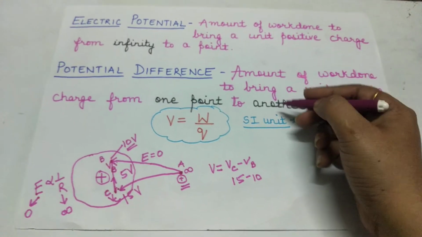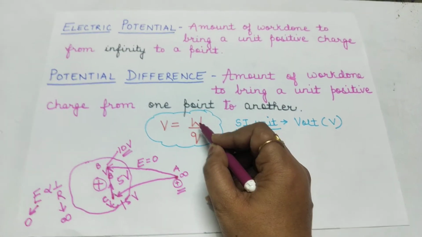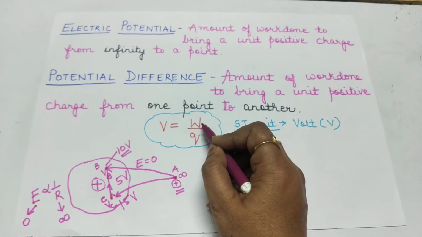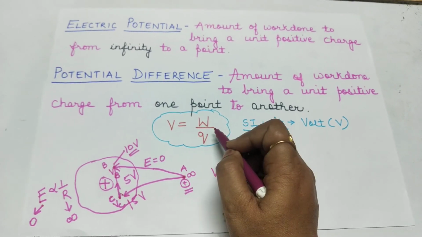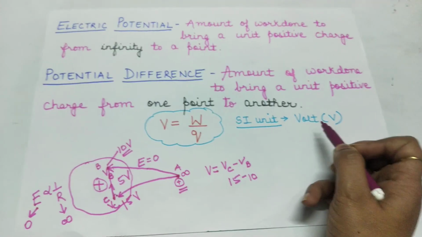So just learn these two definitions. Mathematically, V is equal to W by Q, the amount of work done to bring a unit positive charge from one point to another, and the SI unit is volt, which is represented by V.